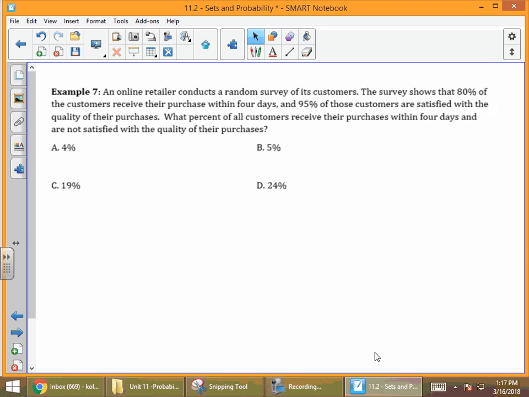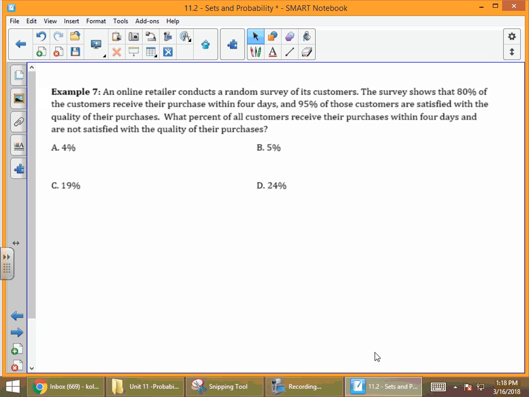All right, number 7. This one's tricky, actually. I gotta pay attention. An online retailer conducts a random survey of its customers. The survey shows 80% of the customers receive their purchases within 4 days, and 95% of those customers are satisfied with the quality of their purchases. What is the percent of customers that receive their purchases within 4 days that are not satisfied with their purchases?